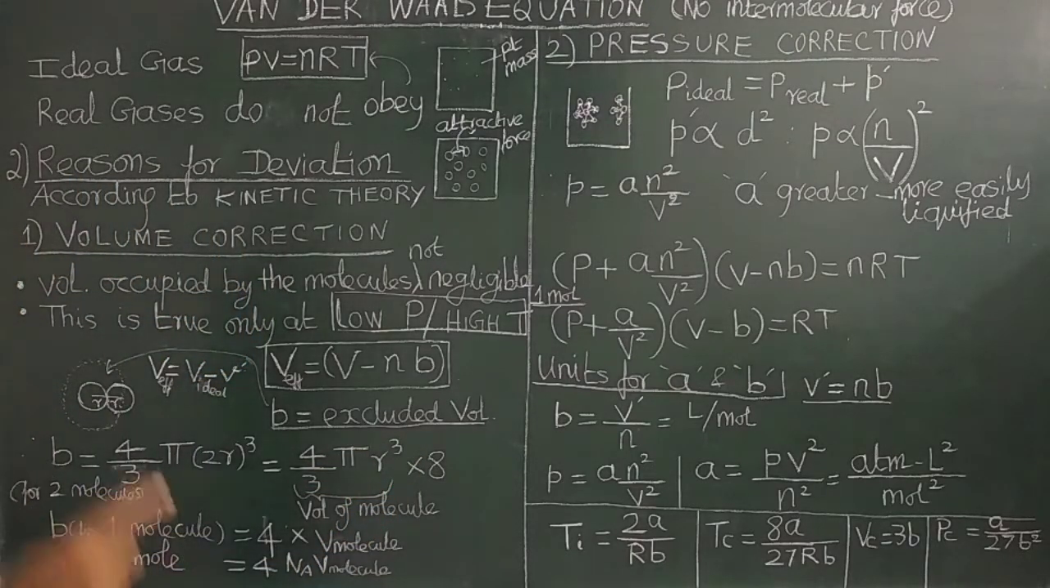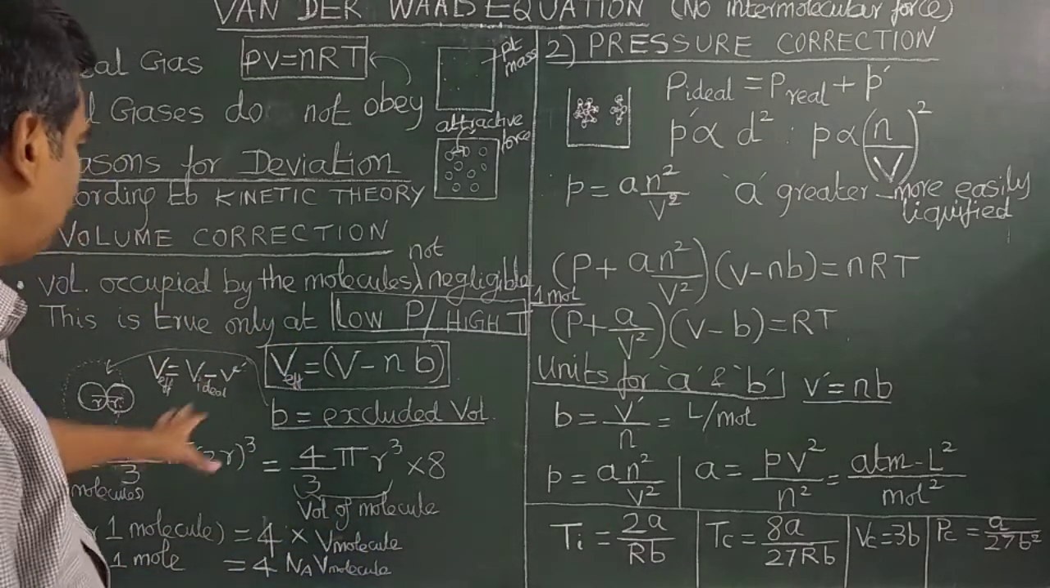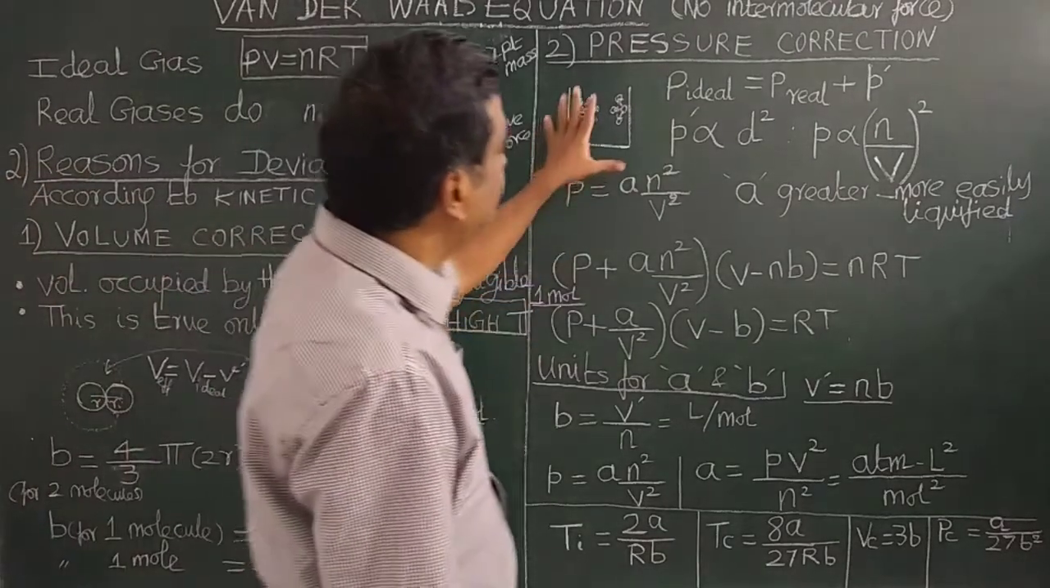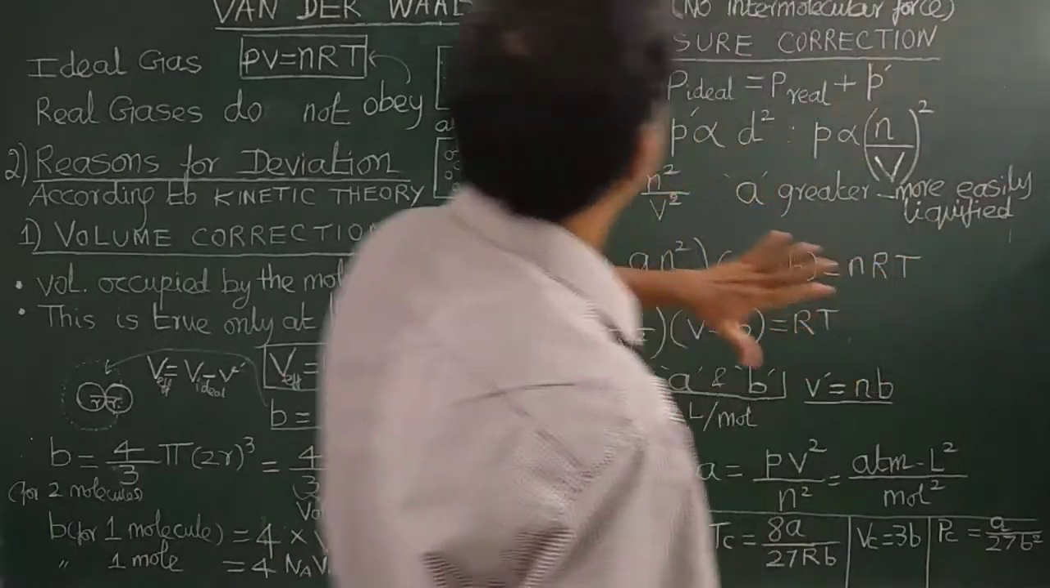The excluded volume for one mole, in that case, is 4 times Avogadro number times the volume of each molecule. Okay, so we have obtained the volume correction term. Now let us see the pressure correction term.